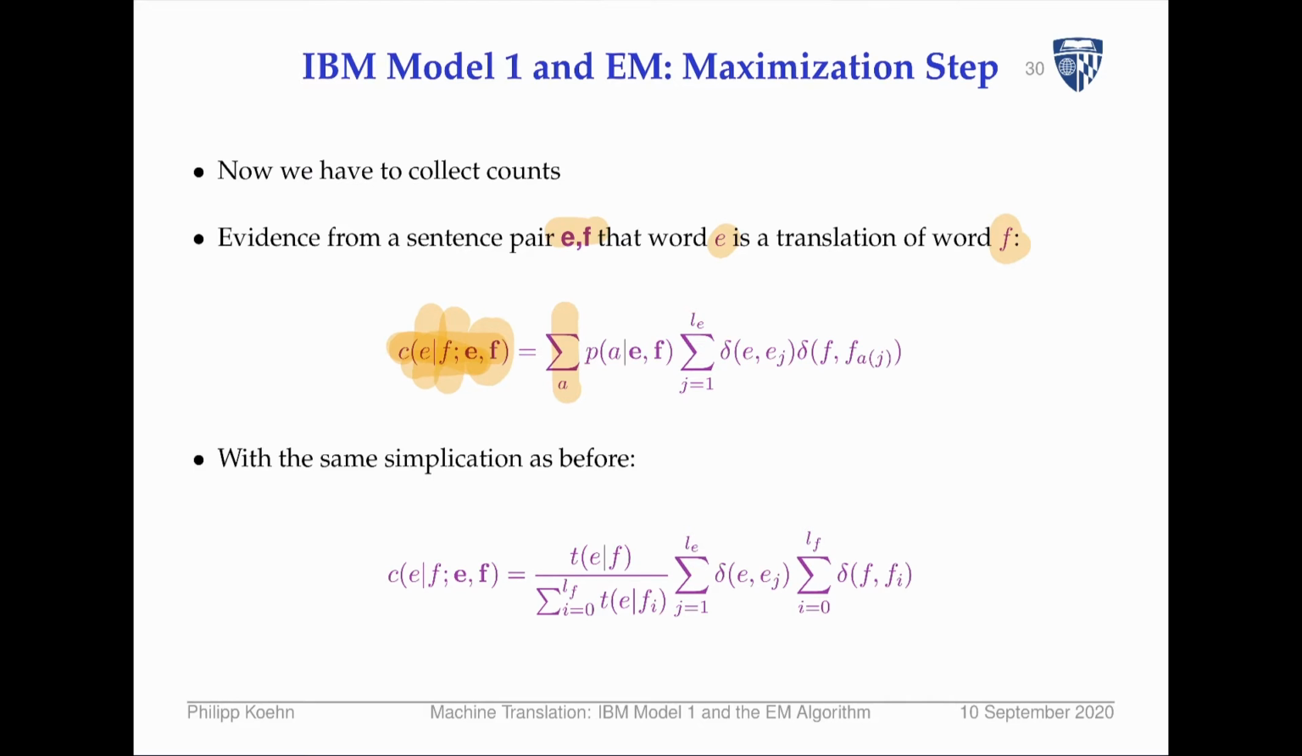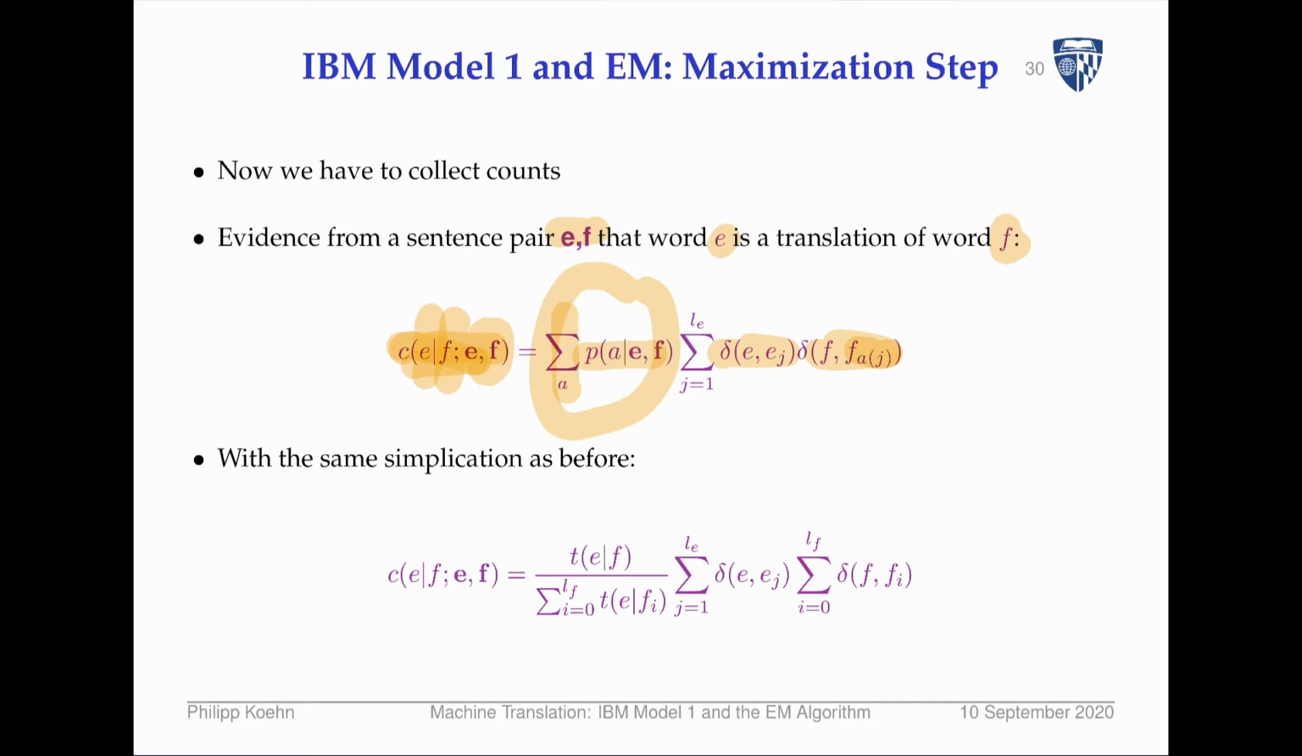And so it's a probability of an alignment. And for each of the alignments, we check, this is a Kronecker delta, saying, is the English word E that I'm currently looping over the same as the e_j in that sentence? And here we're going to check, is the word F that I'm currently trying to collect counts over the one that e_j is aligned to, under this alignment. So we have to sum over all the alignments here again.